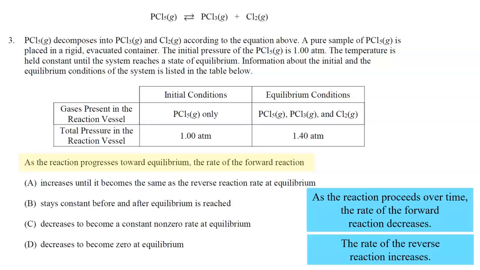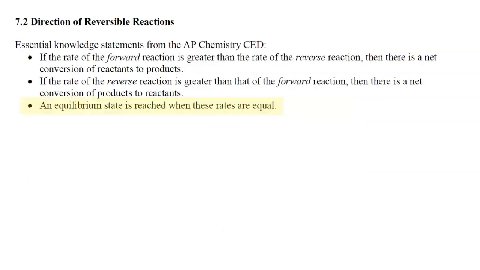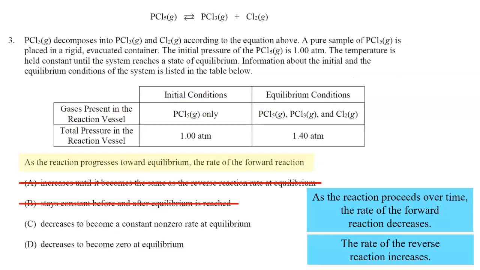Since we know that as the reaction proceeds over time, the rate of the forward reaction decreases, we can eliminate choices A and B. And since we know that at some point an equilibrium state is reached when the rate of the forward reaction is equal to the rate of the reverse reaction, that means that the rate of the forward reaction would never decrease all the way to 0 at equilibrium. So we can eliminate choice D.